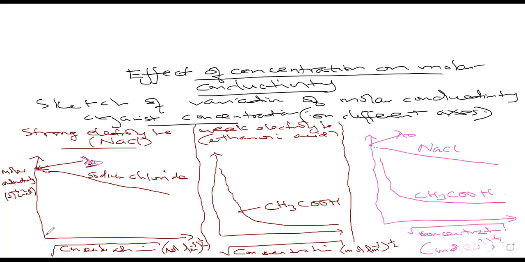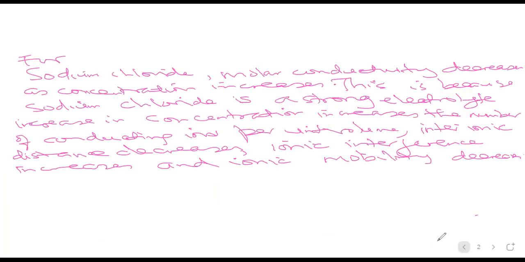You need to talk about that. At zero concentration, molar conductivity is maximum or reaches a maximum value called molar conductivity at infinite dilution, because what we call ionic interference is negligible there. The ionic interference is negligible. The ions are far away from each other. So you add that to your explanation.